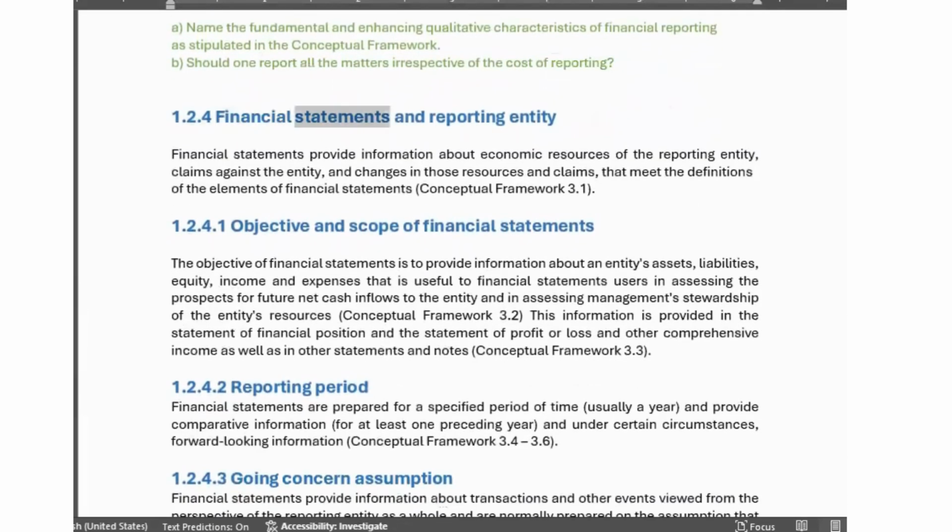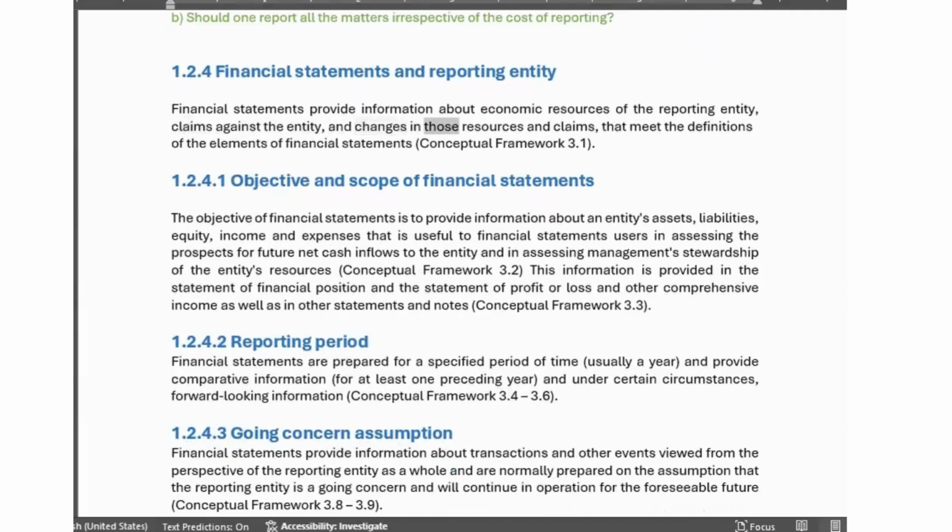1.2.4 Financial statements and reporting entity. Financial statements provide information about economic resources of the reporting entity, claims against the entity, and changes in those resources and claims that meet the definitions of the elements of financial statements. Conceptual Framework 3.1.